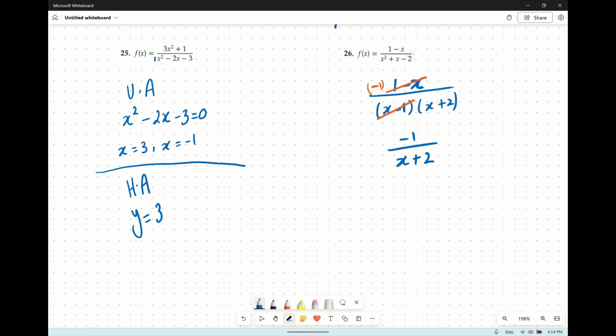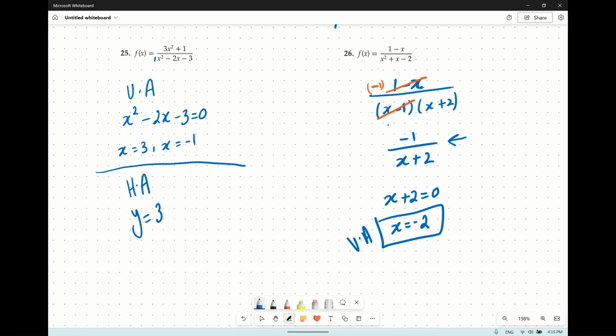Now you check if there is a horizontal and a vertical asymptote. The vertical asymptote we only check after the cancellation. So where is the denominator going to be 0? When x plus 2 is 0, so x equals negative 2. And this is the only place where there is a vertical asymptote.